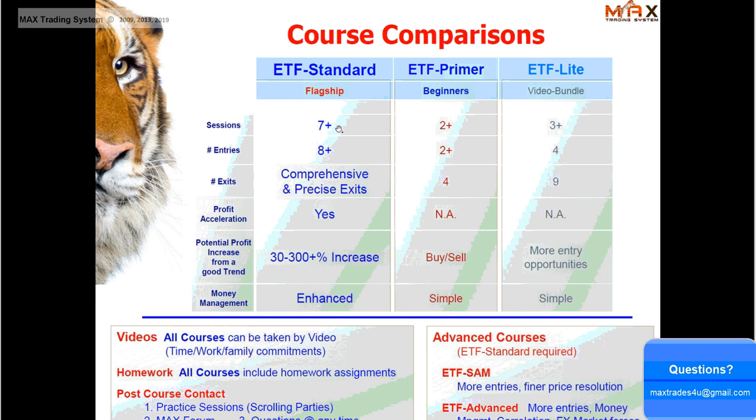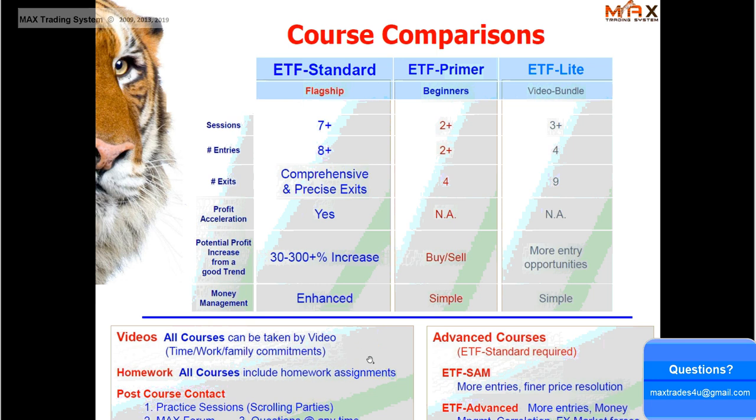With the Standard, we have all the entry and exit setups taught during many more sessions. We have 7 sessions plus a bonus session, and we have a very specific process to make scalings along a trade in order to increase the profits we can extract from a movement without necessarily increasing the risk, with a more advanced trade risk management and money management. All the courses can be taken live, but they can also be taken by video. Each training session is recorded and the video made available.